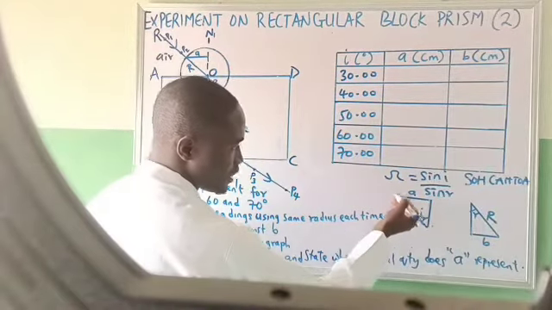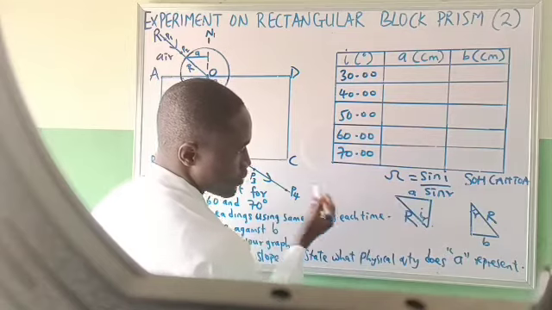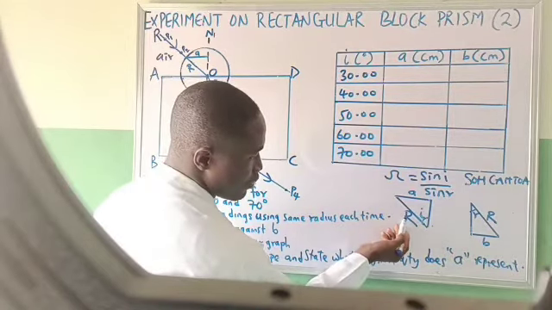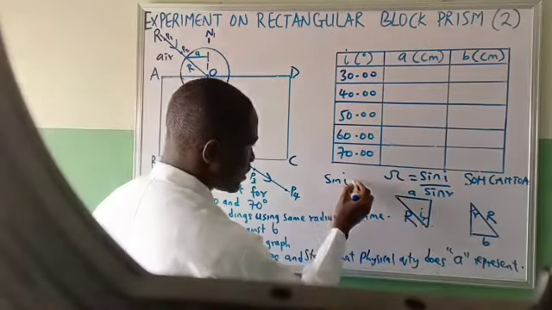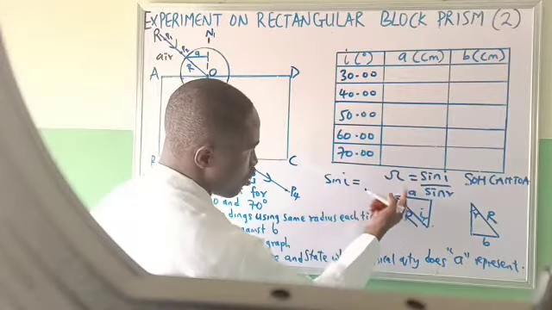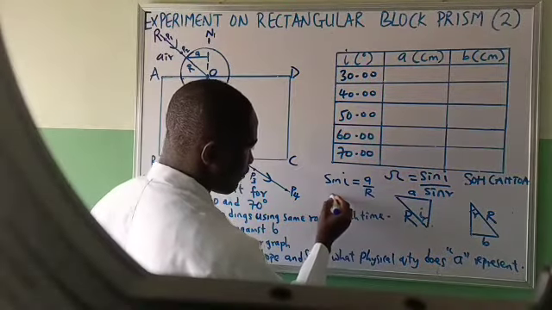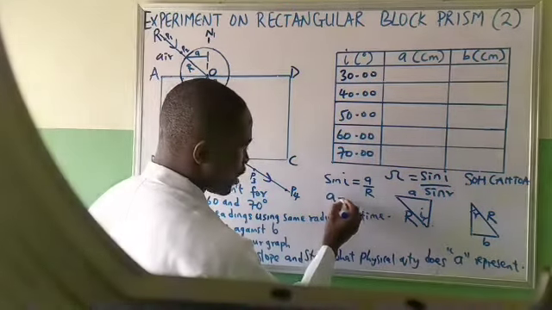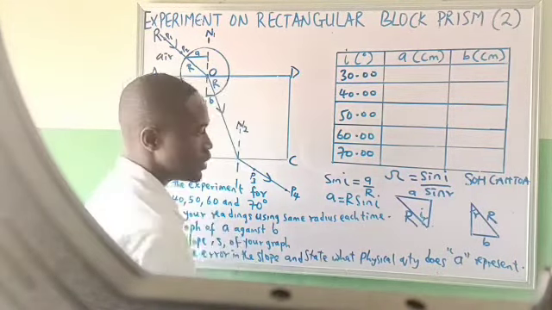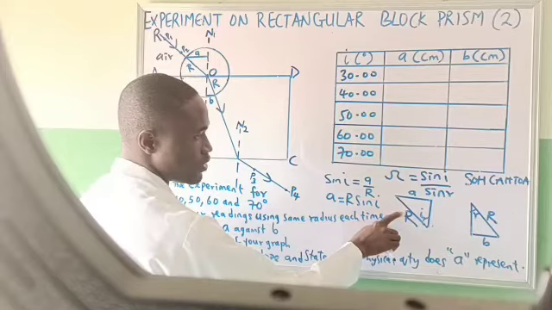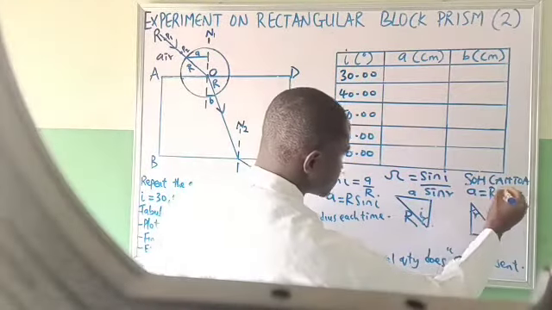So for this part, the formula we use is, we are looking for A, and we have the opposite, we have the hypotenuse, we have the angle. We say sine i is equal to what? Opposite over hypotenuse, A over R. Therefore, A, which you are looking for, is equal to R sine i. That is the formula we will be using for this. We say A equals R sine i.